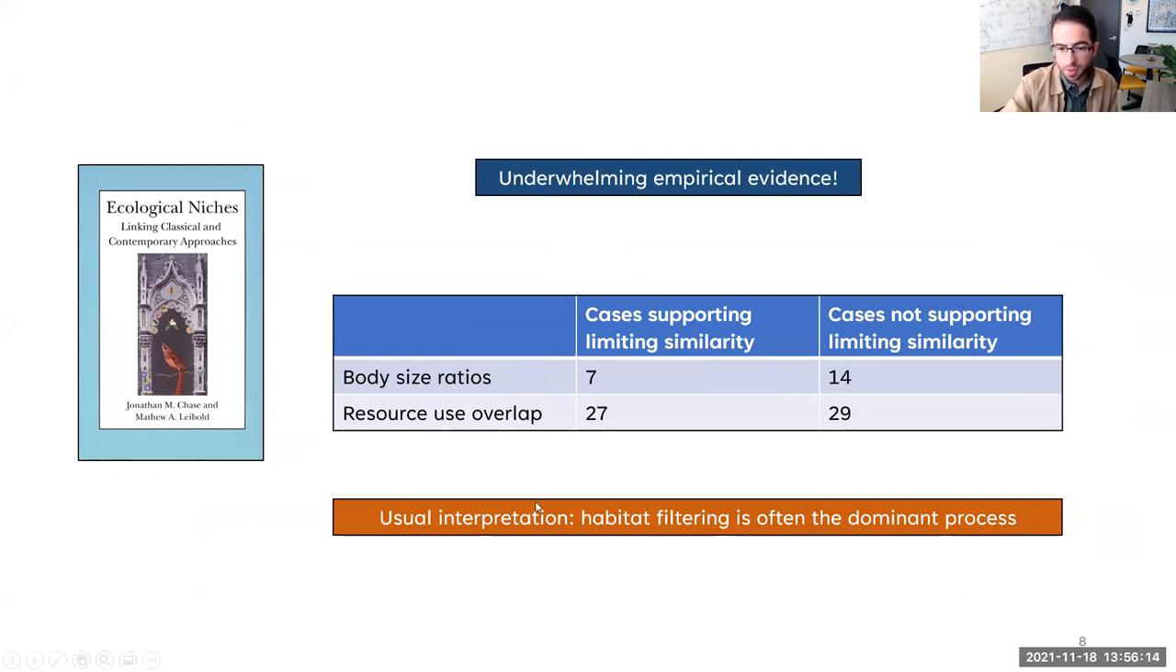In fact, to me, what needs to be explained is how come sometimes you actually find species to be more different than expected by chance. My guess is these are going to be communities with a low species diversity, where it is plausible that even on a single niche axis, you could have species each occupying their own niche.